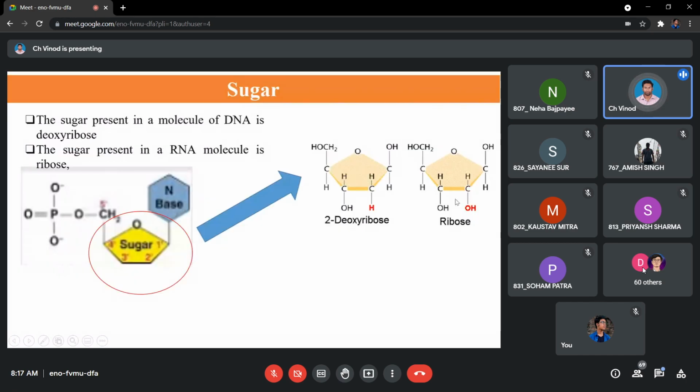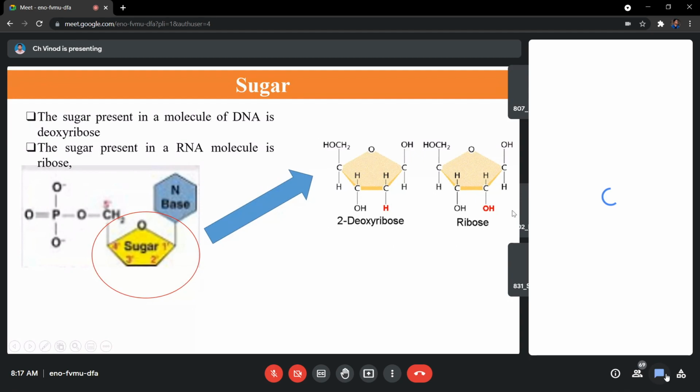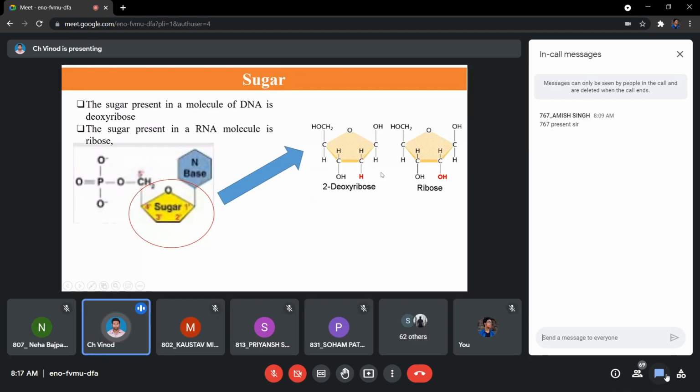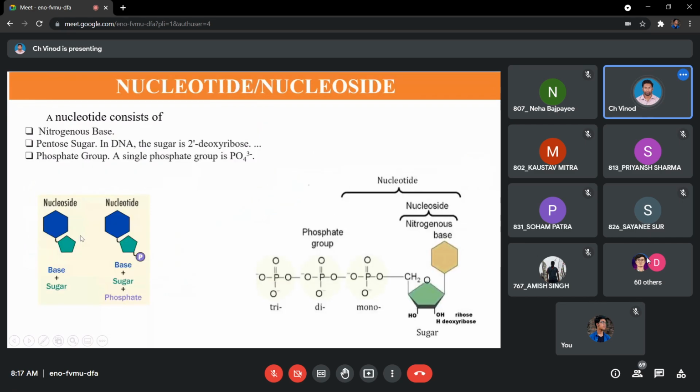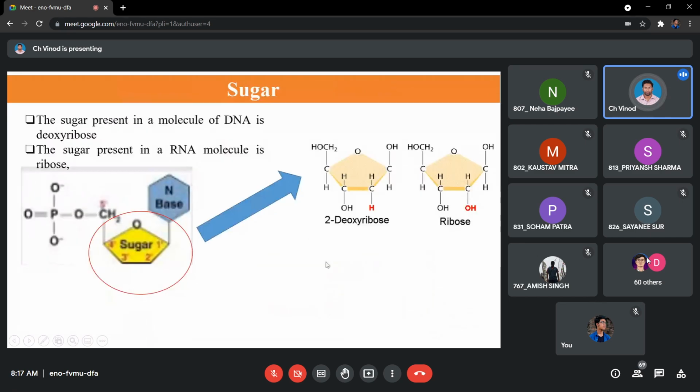Now coming to the sugar, we have two forms of sugar. One is deoxyribose and the other one is ribose. This is the regular form of the sugar that is available in nature. And this is the modified version of the ribose where we are lacking an oxygen at the second carbon, and hence we call it 2-deoxyribose. If this goes into the nucleoside formation, what is a nucleoside? A combination of a sugar and a base. If ribose goes into the nucleoside formation, it's RNA, and if deoxyribose goes, it's DNA.